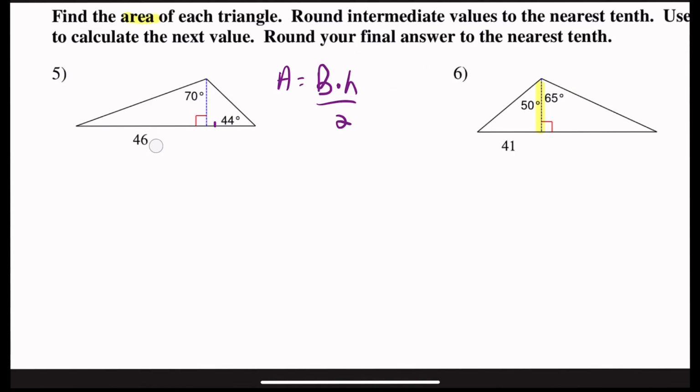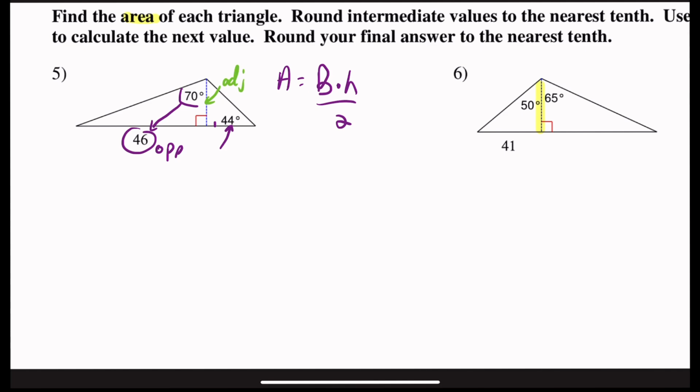I'm given this base over here, but I would need to find out this base and then add them both up in order to find the area of this triangle. Now, if I'm given this base and I'm given this angle, the value of 46 is opposite to the 70 degrees. And then that would make this shared side between the two triangles the adjacent side.